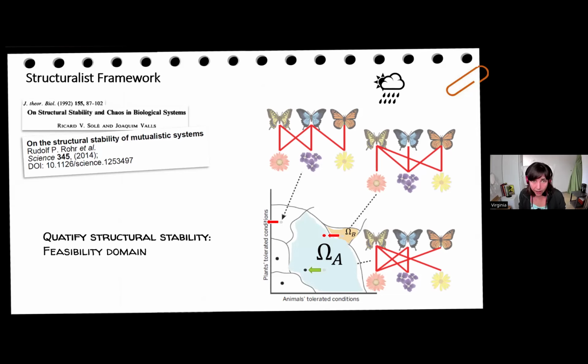So the quantity the authors propose to quantify structural stability is this area of tolerated conditions that allow the persistence of all species in the community. And that's what they call the feasibility domain.